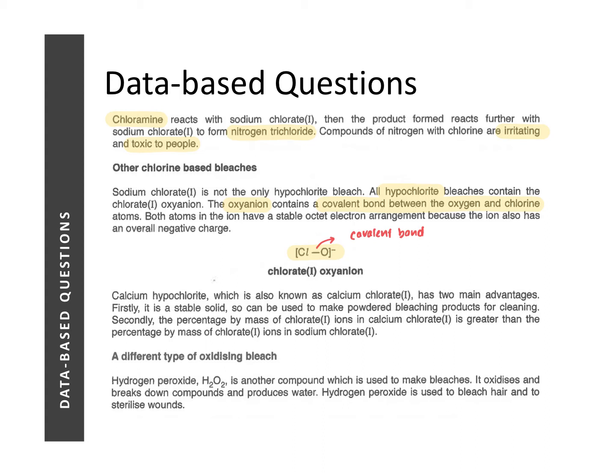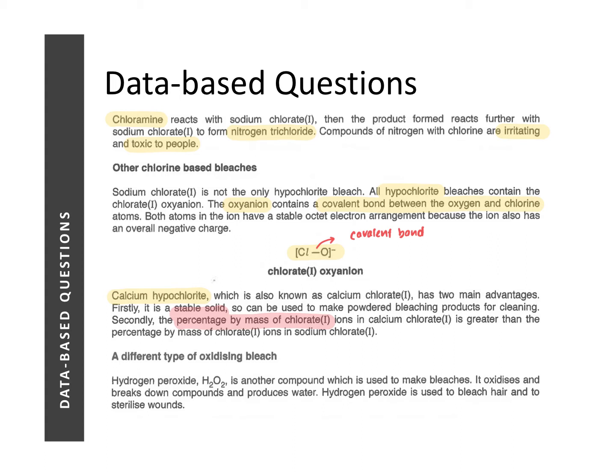The next part tells you about calcium hypochlorite. So this is another type besides sodium hypochlorite. Calcium hypochlorite can also be used as an ingredient in bleach. And then they tell you two main advantages. Number one, it is stable. Number two, it has a higher percentage by mass of hypochlorite ions. So with a smaller mass of calcium hypochlorite, you can get more of the hypochlorite ions compared to sodium hypochlorite.